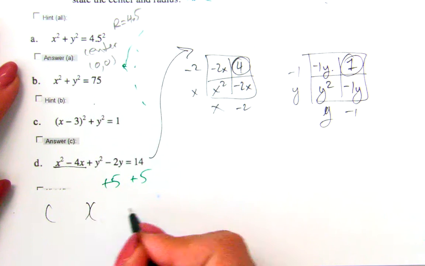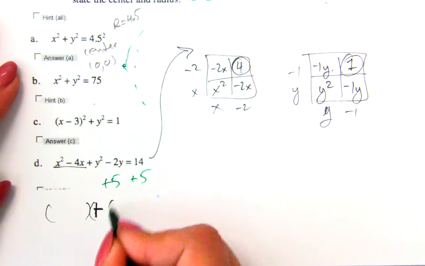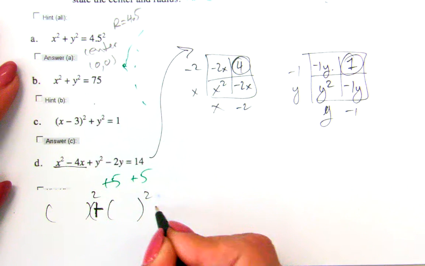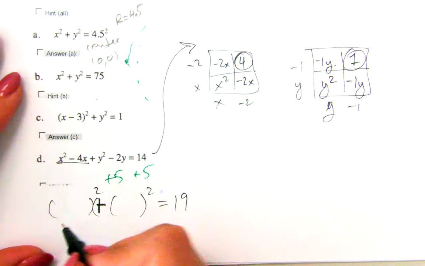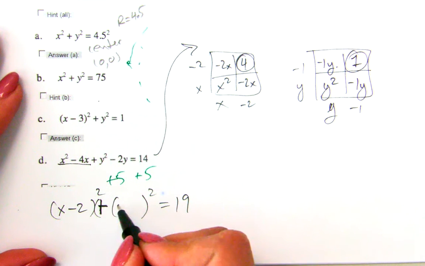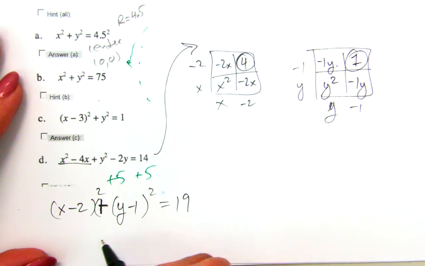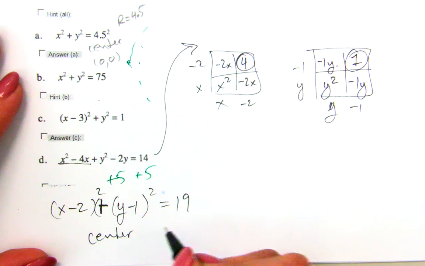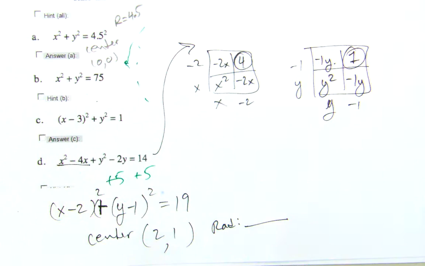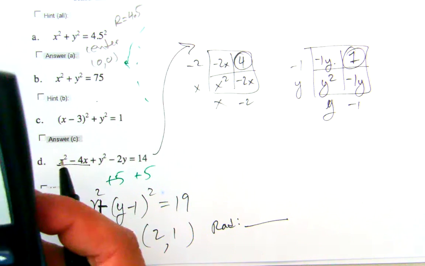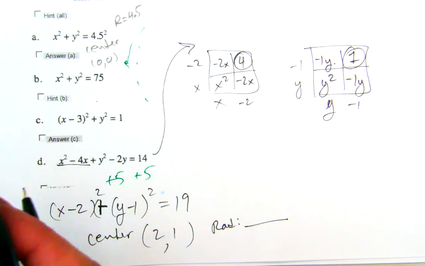So that gives, oopsie, that's a plus right here. It's 19. Right? Okay, yes. So x minus 2, y minus 1. So center is at 2 and 1. And your radius is whatever the square root of 19 is.